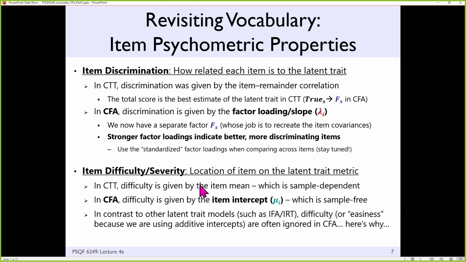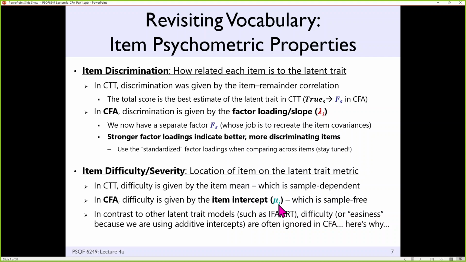The other parameter is difficulty still, but now we have an explicit way of representing that. That's my intercept. However, this is not difficulty, this is easiness. Because items that have higher expected responses are easier. Easier to endorse, easier to get right, easier to agree with. The other thing I note about this is that the item mean is sample dependent, in that if we have a high mean, you don't know if you have smart people or it was an easy question.